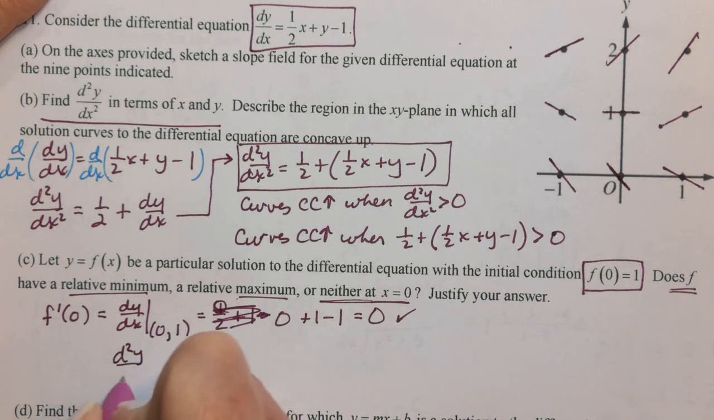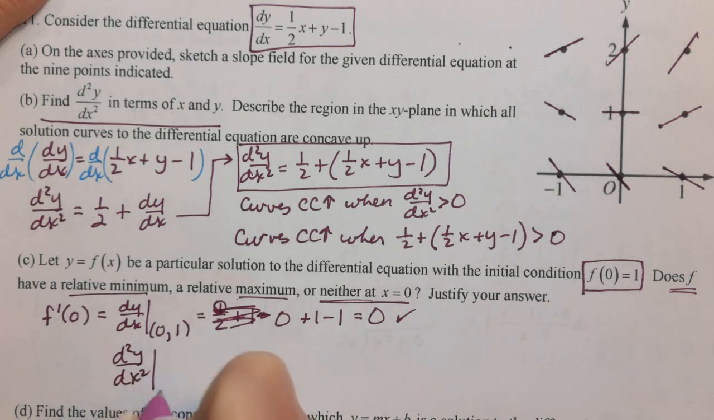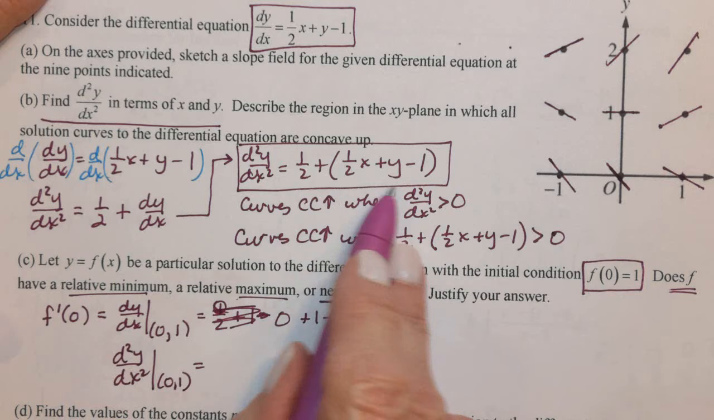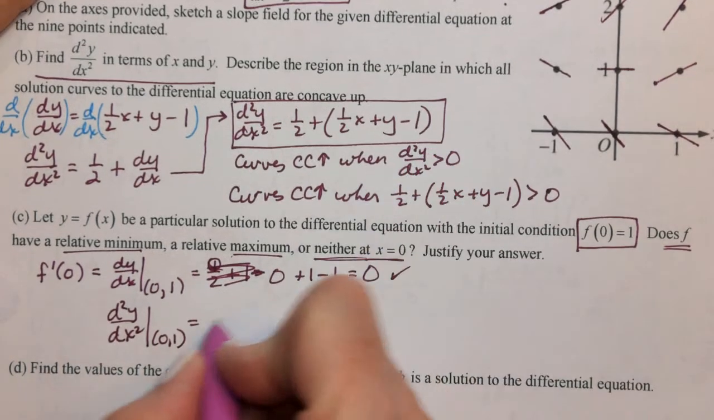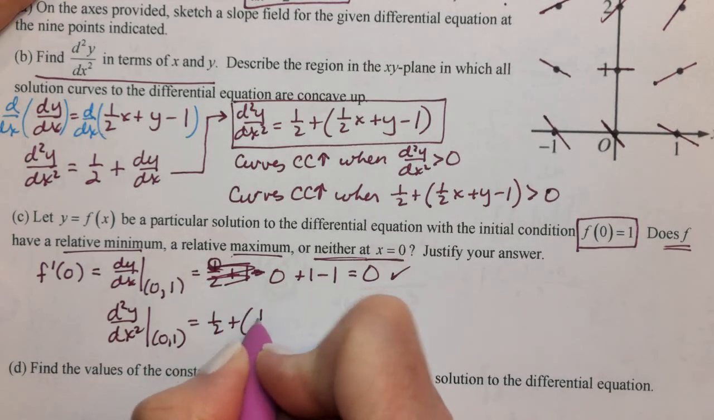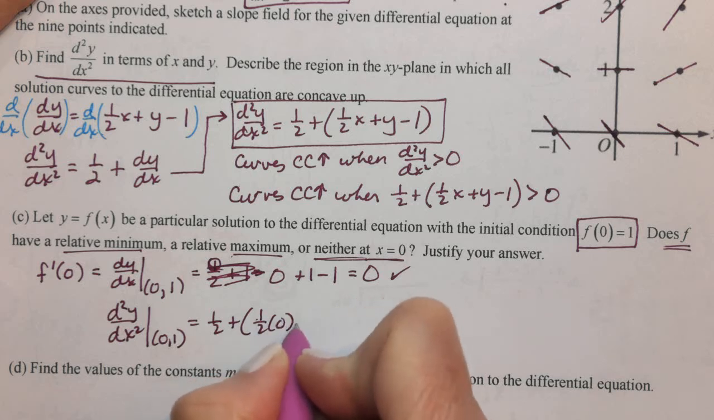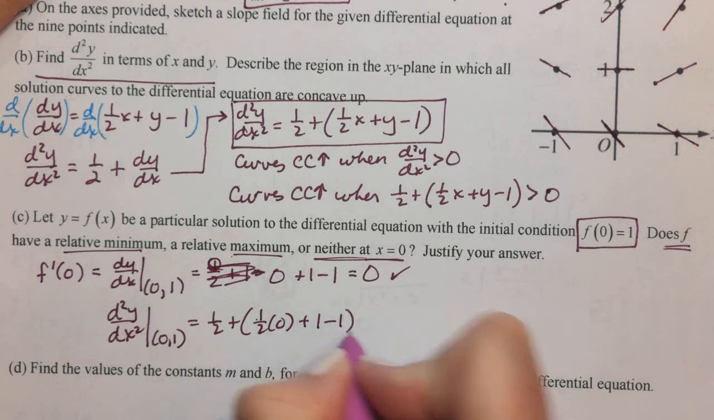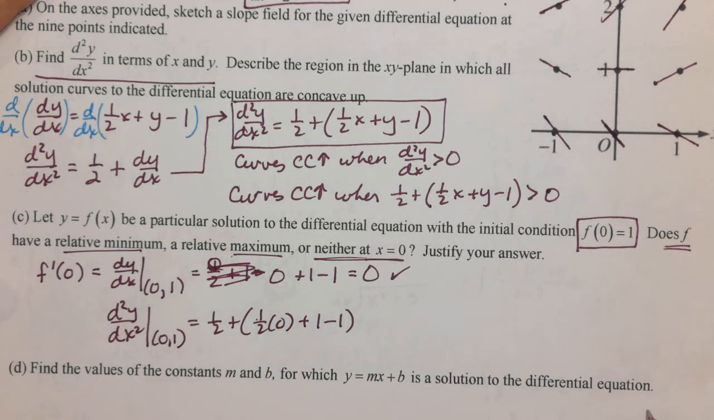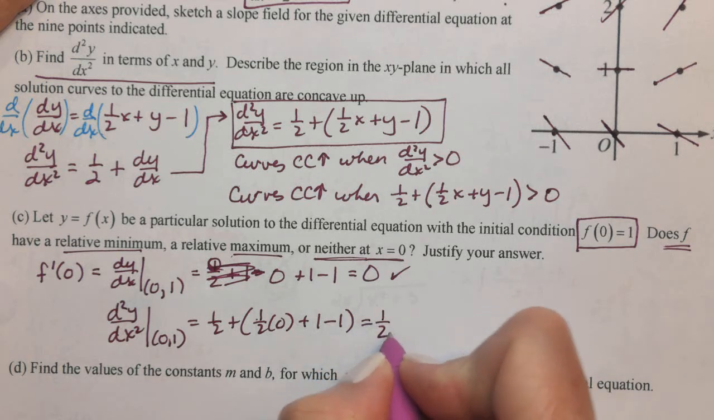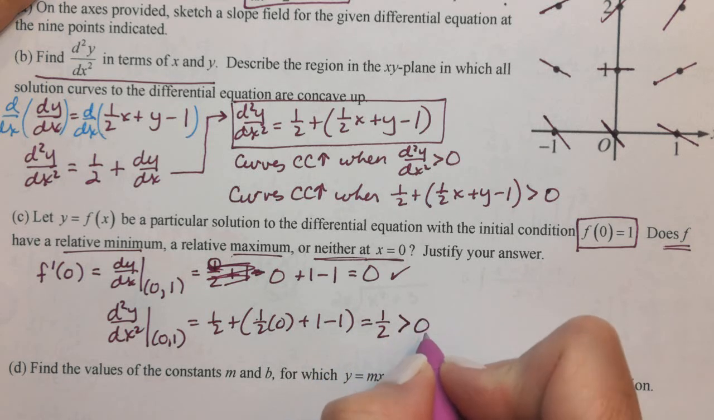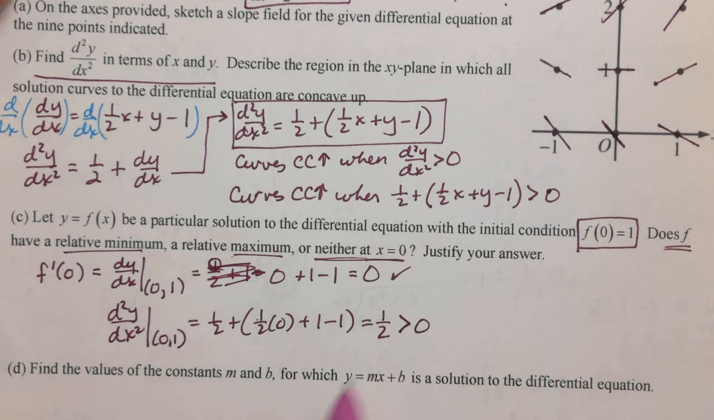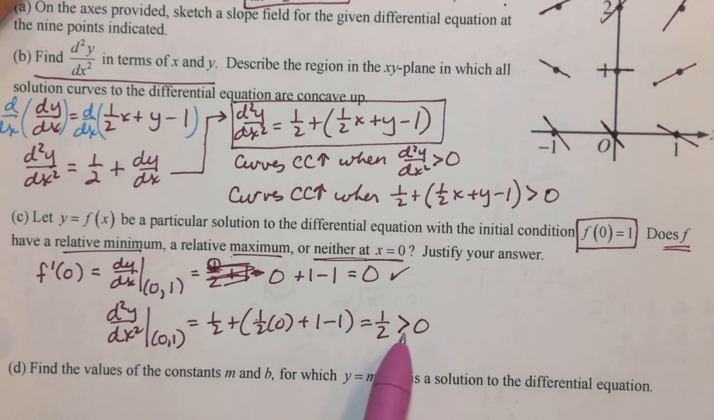Okay, what is the second derivative at that point? Well, there's my equation for the second derivative. So I have 1/2 plus 1/2 times 0, plus 1 minus 1. What is that? Well, that is 1/2, which is positive. That means at x equals 0, our curve is concave up.